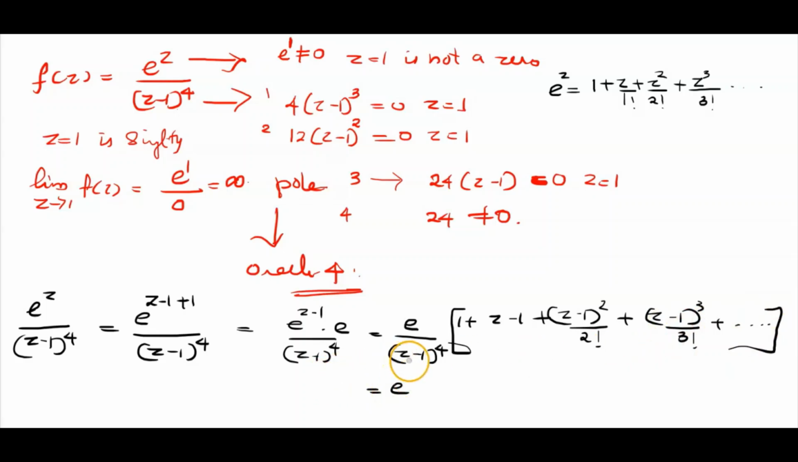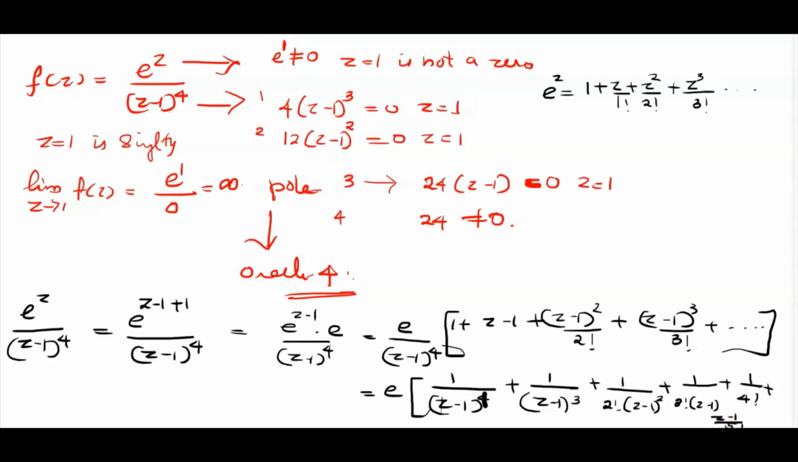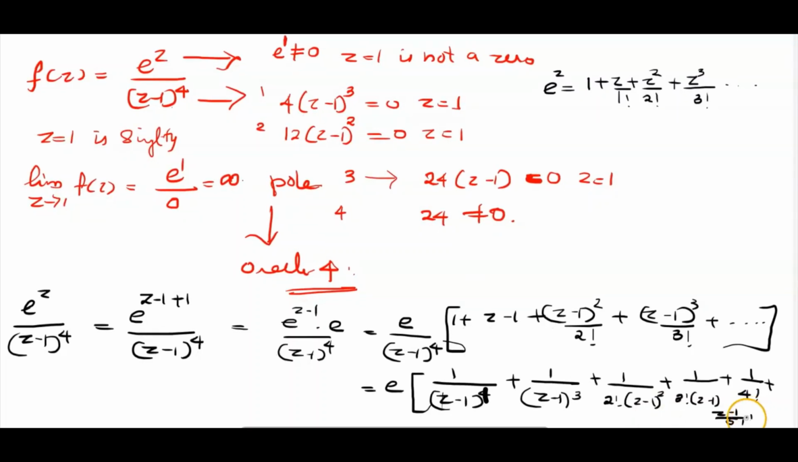Now let's multiply with 1 by (z minus 1) all raised to 4. e is a constant. One (z minus 1) cancels. This is (z minus 1) all cube, plus 2, (z minus 1) cancels, 1 by 2 factorial into (z minus 1) all square, plus 1 by 3 factorial into (z minus 1). Next term, (z minus 1) all raised to 4 cancels, 1 by 4 factorial. And the next term, (z minus 1) all raised to 5, so (z minus 1) is in the numerator, the denominator cancels, so (z minus 1) by 5 factorial. And the next term, (z minus 1) all square by 6 factorial, etc.